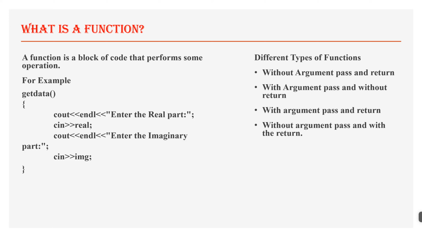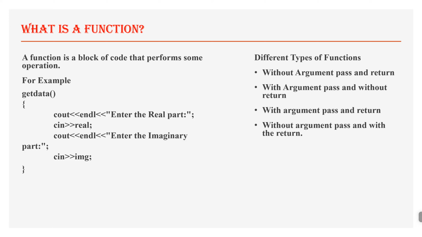As I mentioned, a function is a block of code which performs some operation. So there is an example given wherein this is a function in the name of getdata. The purpose of this function is to read two values, one is real and another one is imaginary. It is a simple function which executes whenever it is called, and its purpose is to read two values, the real and the imaginary.